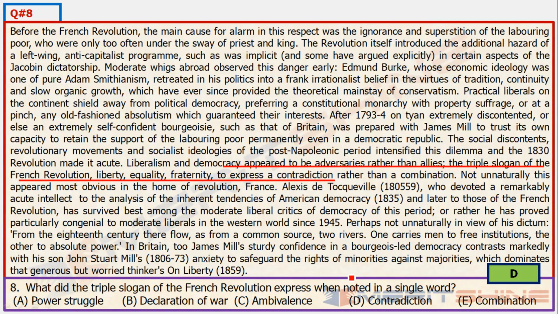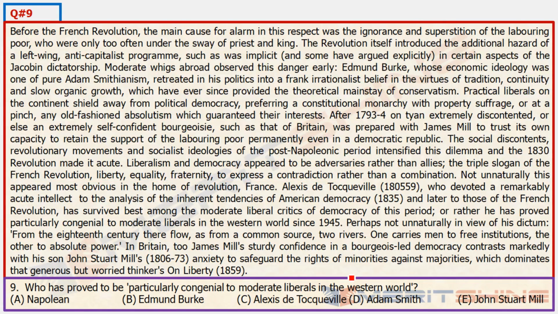See, all of these questions were direct questions where the answers were directly related to the passage, fact-based answers. Question number 9. Who has proved to be particularly congenial to moderate liberals in the Western world? So, where is this? It is in the ending stages here, particularly congenial. Now, if we look at it, who is this? I'll need the name. So, where is that name?